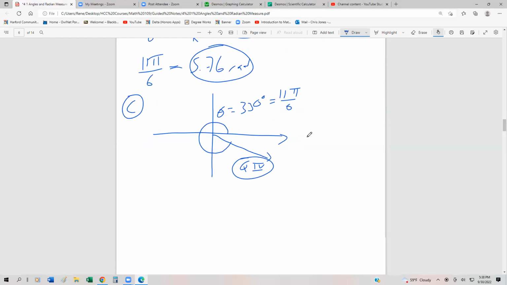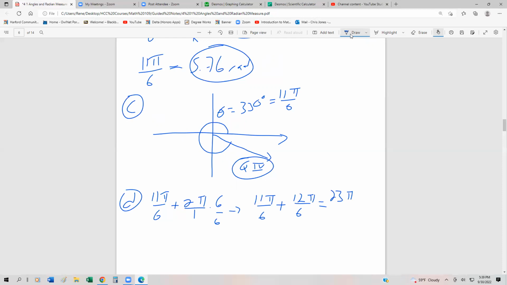Last thing we're going to do is convert this back into radians to get coterminal angles. Remember, to get a coterminal angle, we're going to add and subtract 2 pi. So first we're going to take 11 pi over 6 plus 2 pi. And remember, think of 2 pi over 1. I'm going to multiply the numerator and the denominator by 6 for that 2 pi to get a common denominator. So that's going to turn into 11 pi over 6 plus 12 pi over 6, and that's going to turn into 23 pi over 6. So that's one coterminal angle.